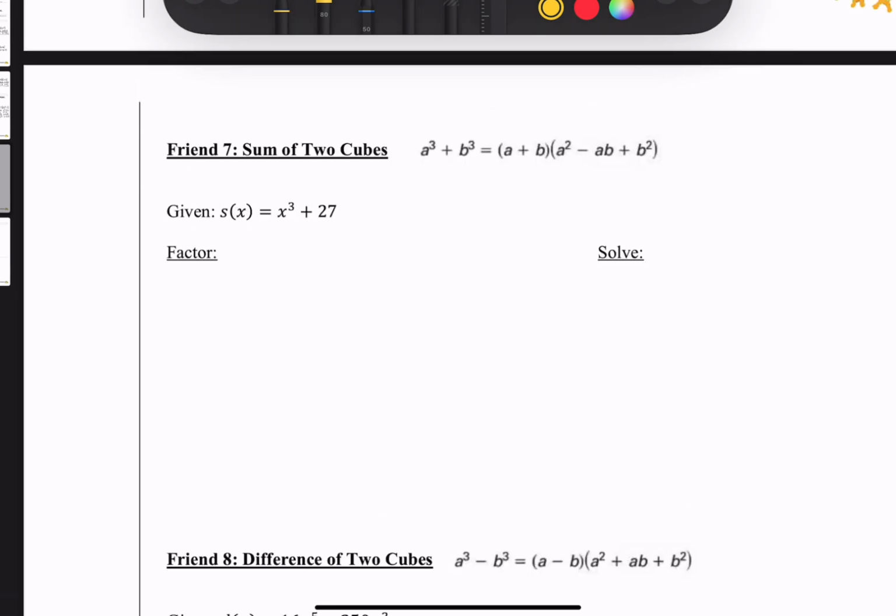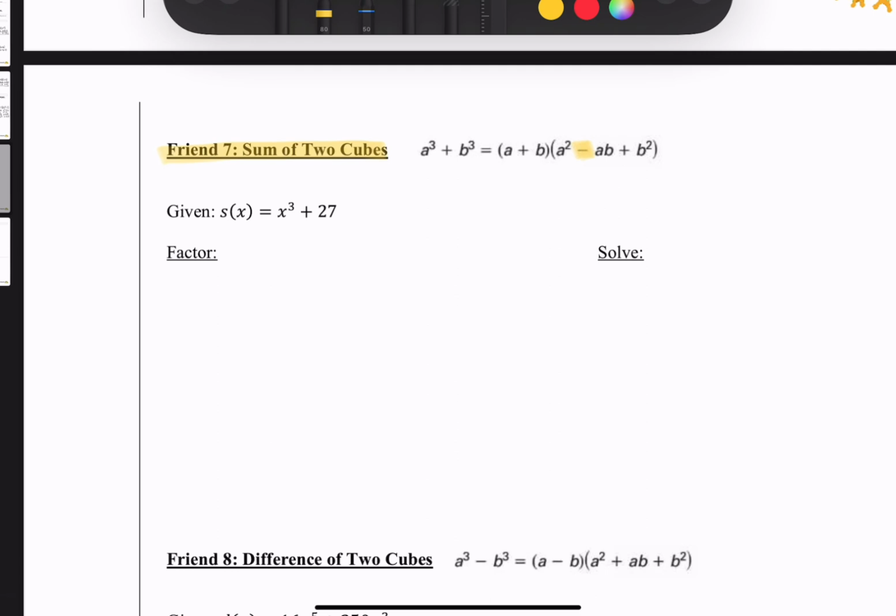Friend number 7, sum of two cubes. Anytime you have two cubes being added together, you can factor it into the product of two polynomials. The first one is a binomial and the second one is a trinomial. And notice the sign here. So I think the best way to explain this is to actually do an example with you.